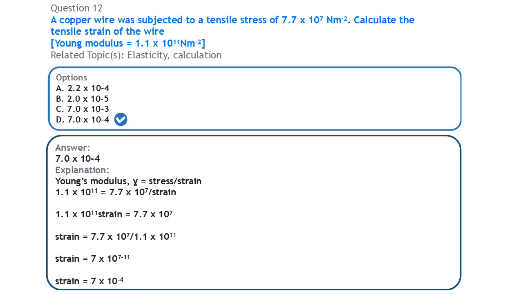So that is what we are going to apply here. Here we have 10 raised to power 7 divided by 10 raised to power 11. So that will be equal to 10 raised to power 7 minus 11, and that will be 10 raised to power minus 4. So you have the strain to be 7 times 10 raised to power minus 4, and it has no units.